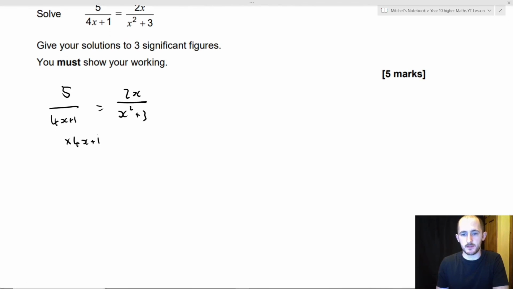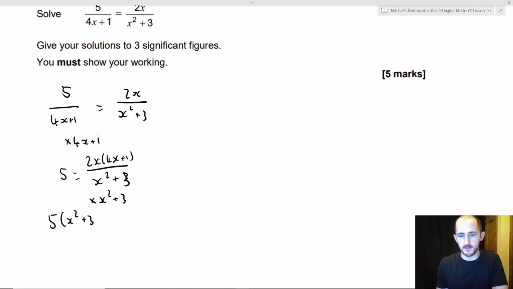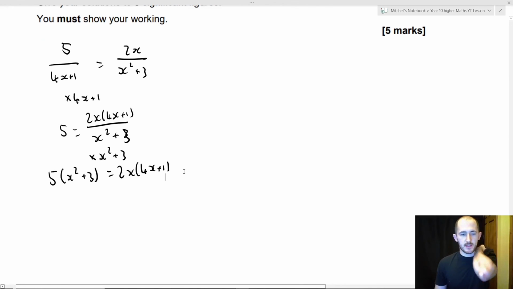Right? So x plus 1. And then again, I still have a fraction, so I'll times that by its denominator. So then I have 5, x squared plus 3 equals 2x, 4x plus 1. And now that's just a quadratic equation, which you guys have solved a million times.